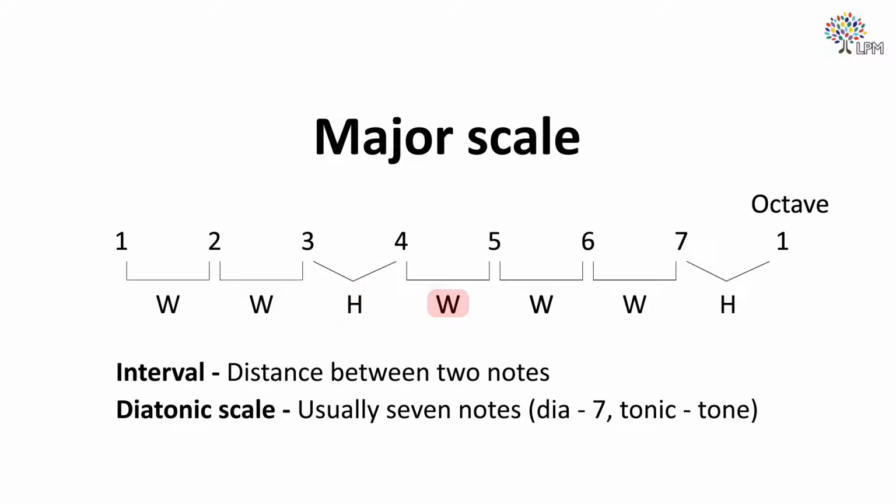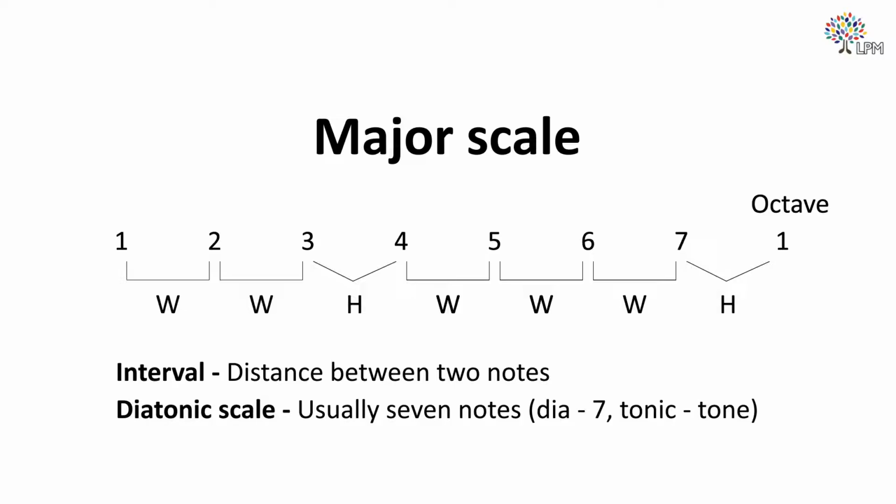Then we have another whole step between the fourth and the fifth, another whole step between the fifth and the sixth, another whole step between the sixth and the seventh, and finally, when we go from the seventh back to the first scale degree, it is a half step spacing. This specific spacing of whole steps and half steps between the scale degrees is known as the intervallic formula. And the intervallic formula of the major scale is whole, whole, half, whole, whole, whole, half.